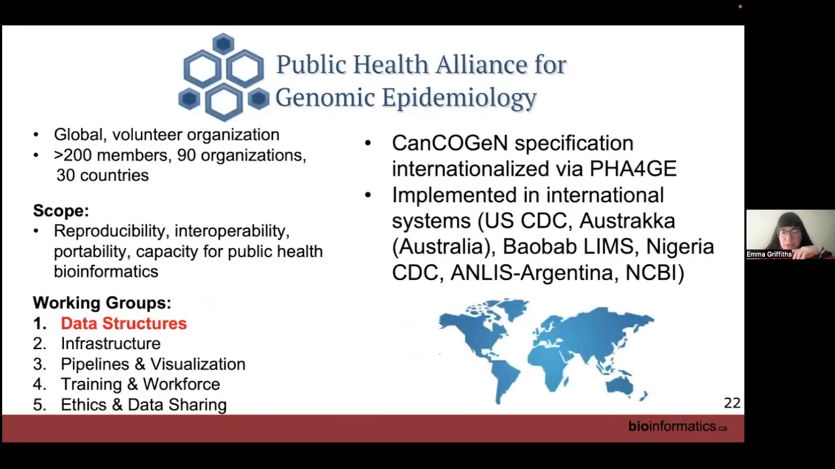Because we were able to put the specification together very quickly, and there was interest in being able to streamline data flow around the world, we were facing challenges that everyone else in all the other countries around the world were facing. I am part of an organization called the Public Health Alliance for Genomic Epidemiology, or PHAGE, and I chair the Data Structures Working Group. And we were chatting about these sort of global challenges, and I mentioned that we had this data standard that we were using in Canada, and there was a lot of interest around internationalizing that standard so that everybody could get the benefits that Canada was getting.